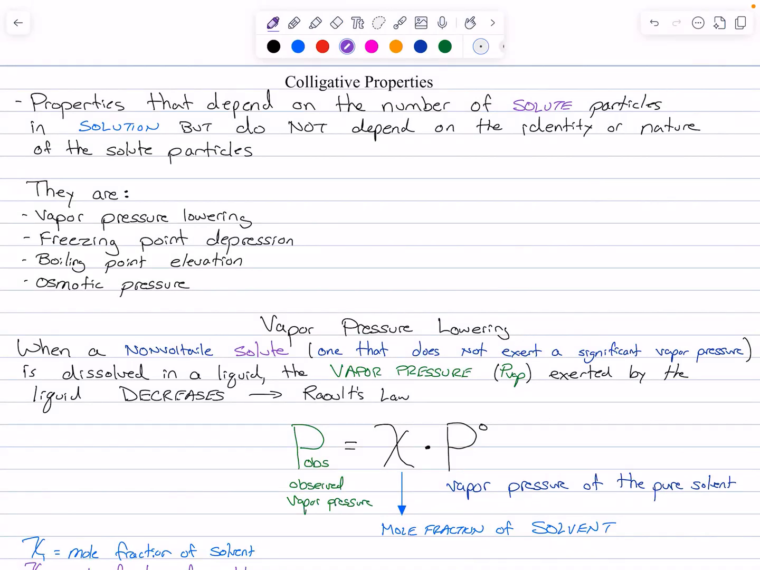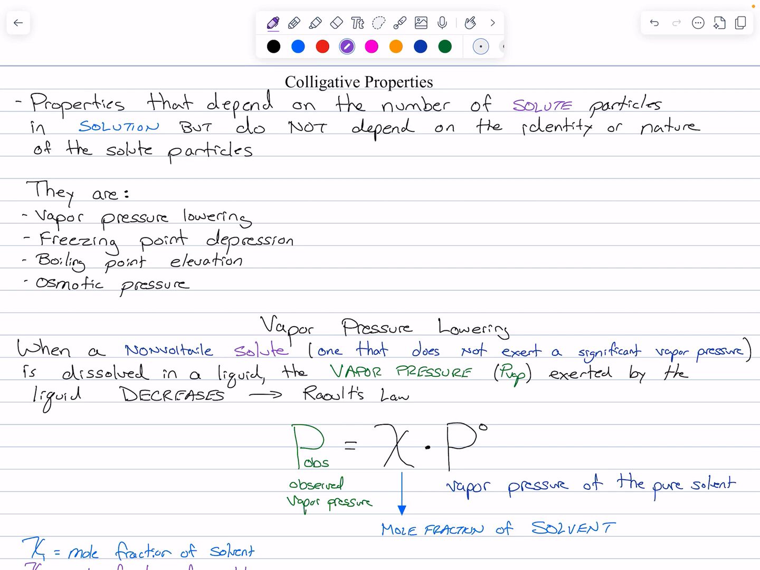All right, ladies and gentlemen, we got colligative properties in this one. And these are properties that depend on the number of solute particles in the solution, right? They do not depend on the identity of the particles. Now, we care about the identity, right? But these properties arise from just having particles there, not necessarily what the particles are.